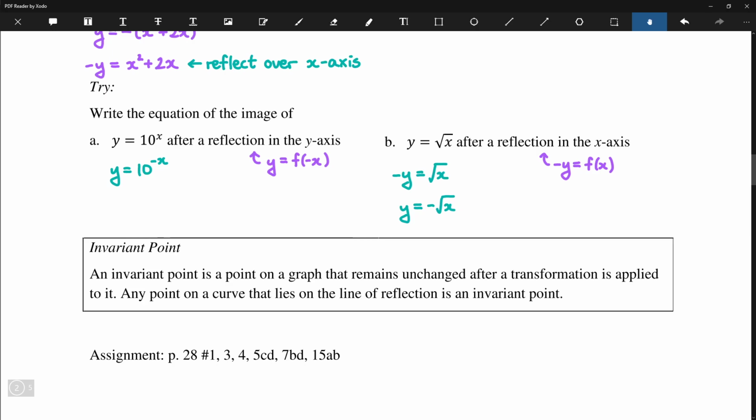As we looked at before, here's the definition of an invariant point. An invariant point is a point on the graph that remains unchanged after a transformation is applied. So any point on the curve that lies on the line of reflection is an invariant point. So that's just a definition of what we talked about on the first page.